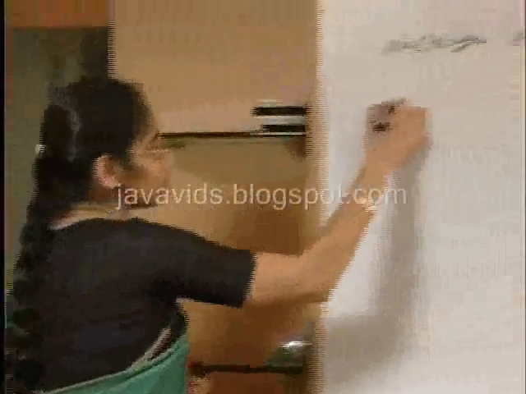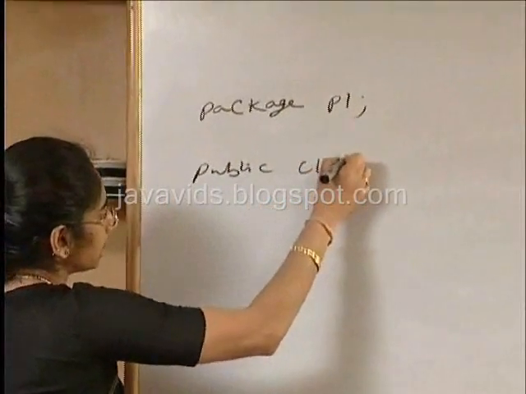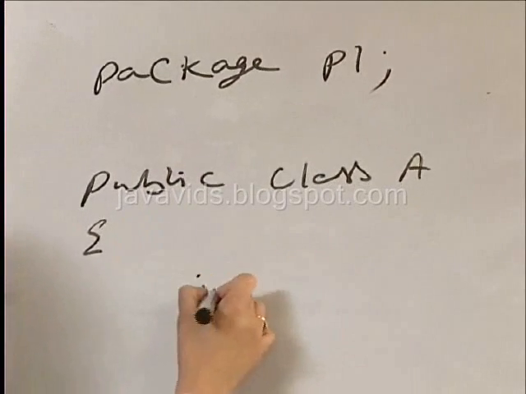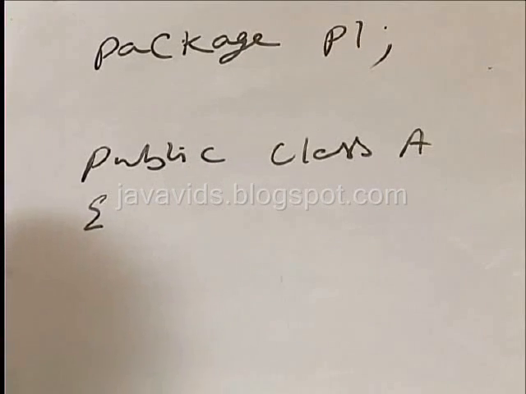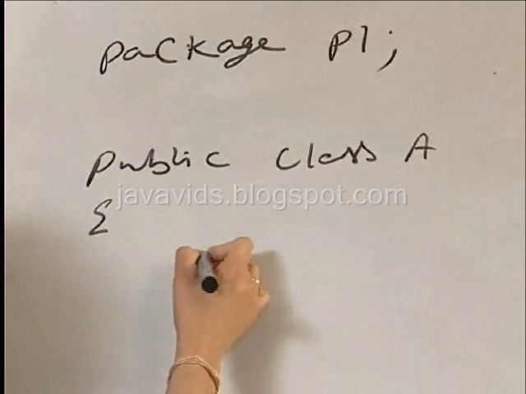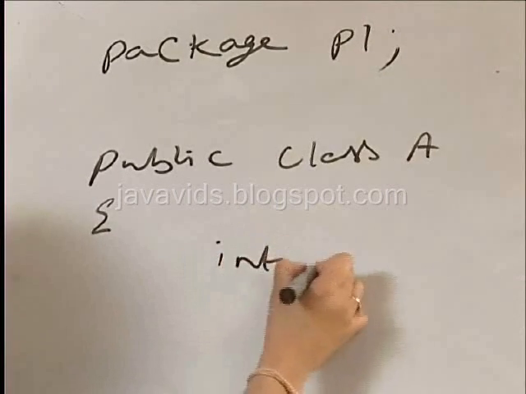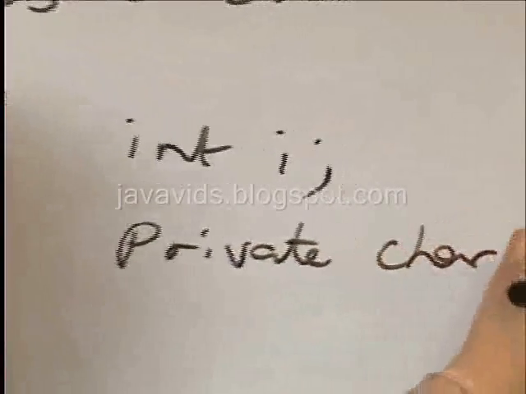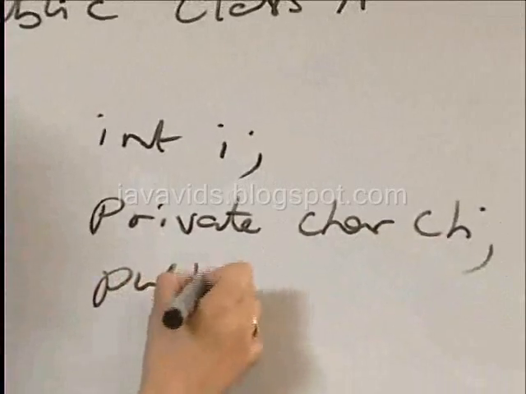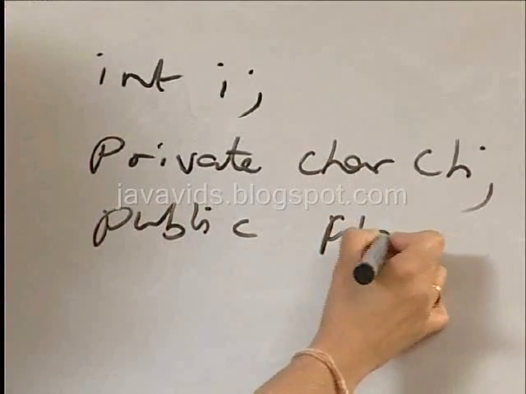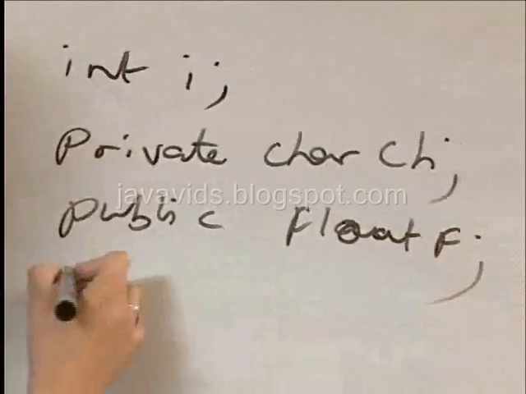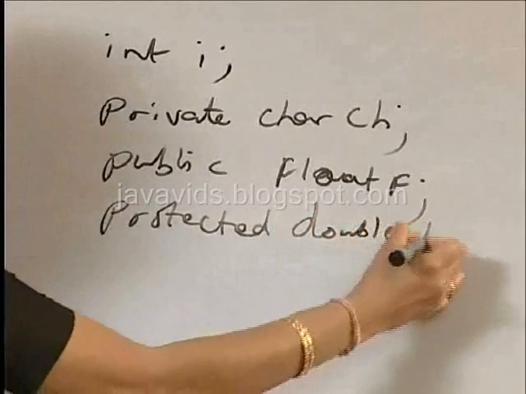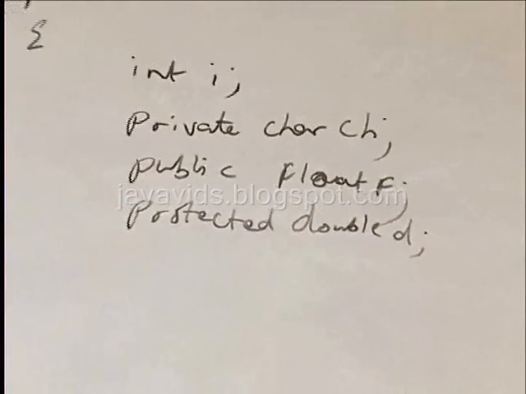So let's say we have public class A, which is in package P1. Let's assume it has a couple of instance variables, that is variables in the class. Let's call them int I, private char ch, public float f, protected double D. Now let's see where all we can access these members.